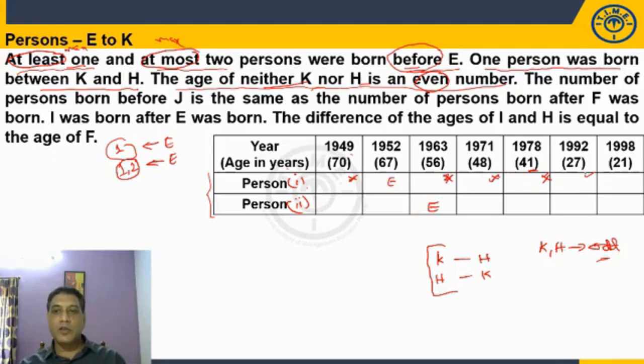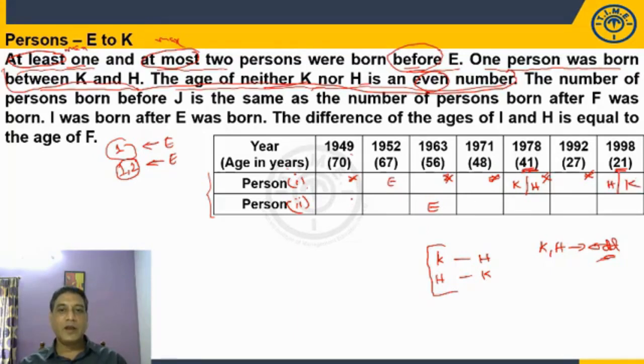We cannot take them in these two positions because one of them is even. We want both odd. So the only possible place where we can take K and H is 41 and 21, where both will be of odd number of years of age. But again, we do not know whether K was born before H or H before K. But when we have clubbed this statement along with the earlier one, we have minimized the number of possibilities. It is going to be K or H here, H or K here.